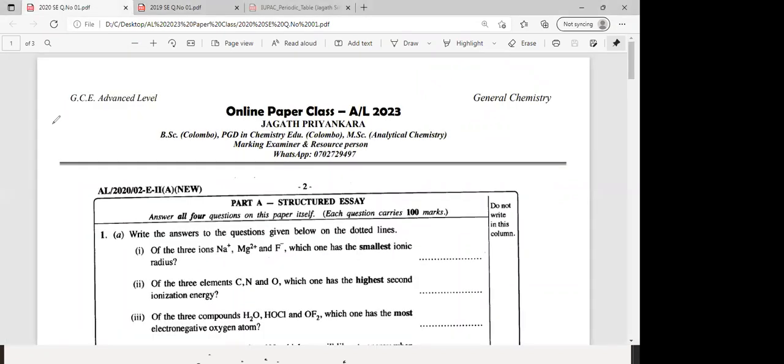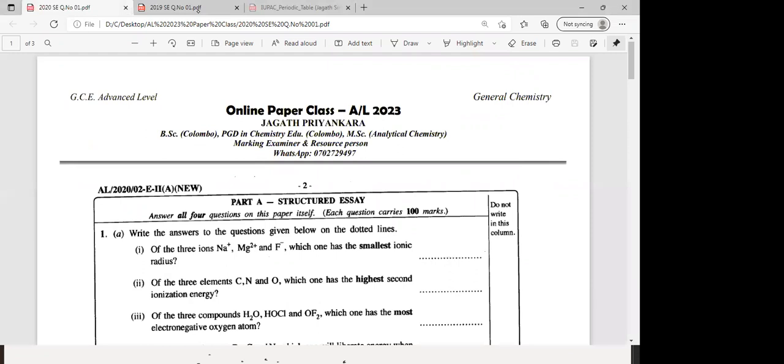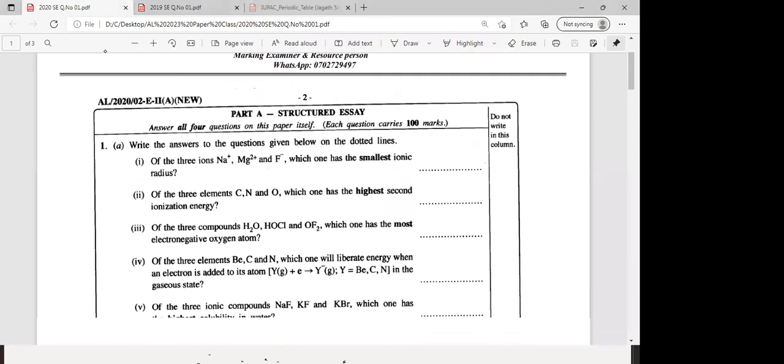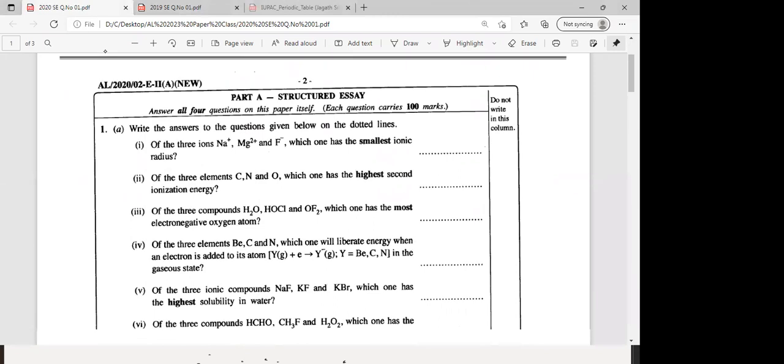The 2020 paper, the latest paper. This is the last paper. Now, on the 3rd of February they are going to start the next one, so they will be getting the next paper, the 2021 paper, after next month. This paper is a little more difficult than the 2019 paper.